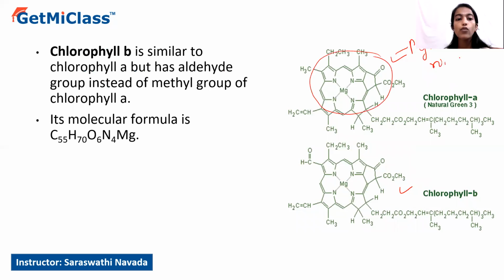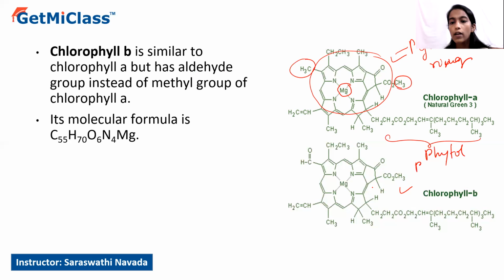It is called the pyrrole ring structure, where you can see the magnesium as a central metal atom, and it will be containing the methyl group as a functional group. And this fatty acid chain is called the phytol chain. So this is the phytol chain of fatty acid. It is similar in the case of the chlorophyll B molecule also.